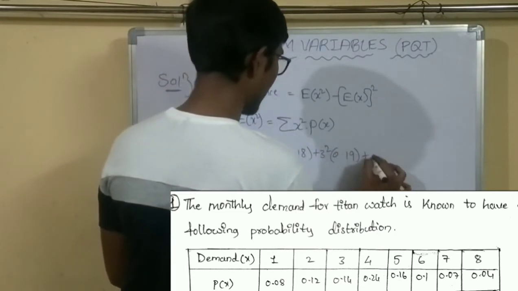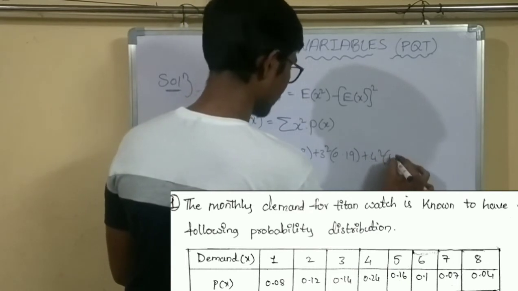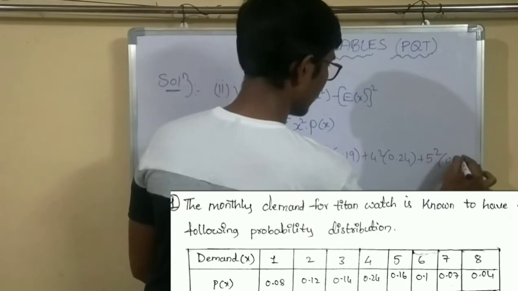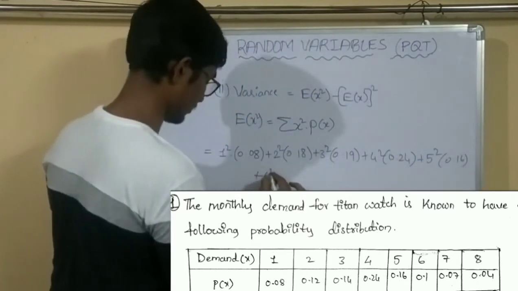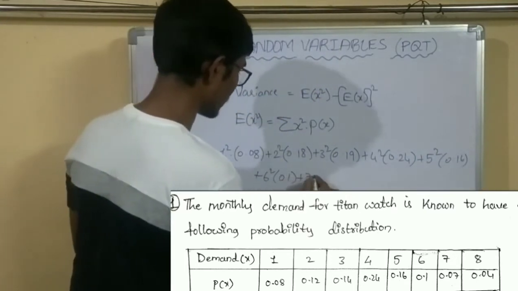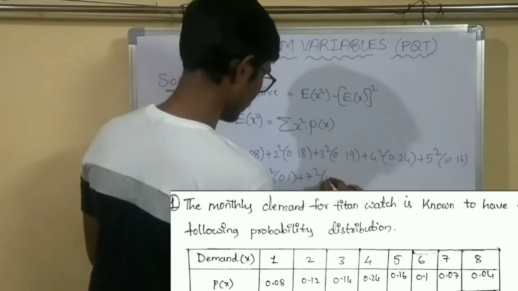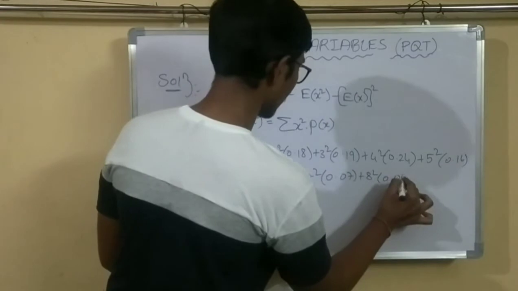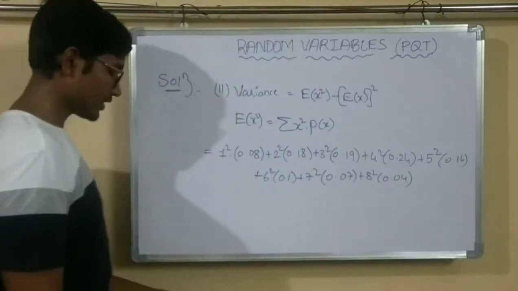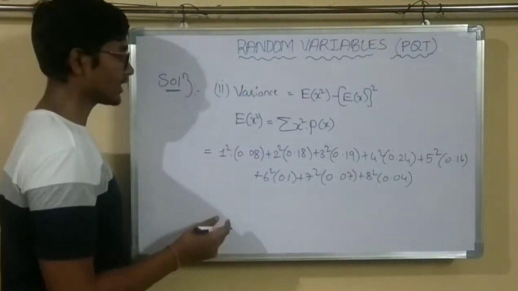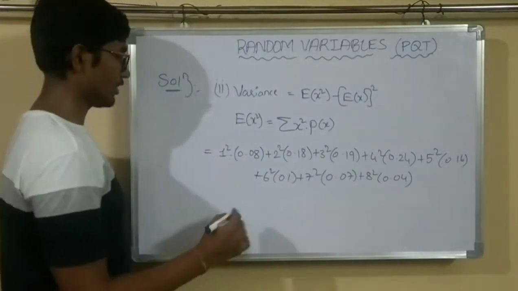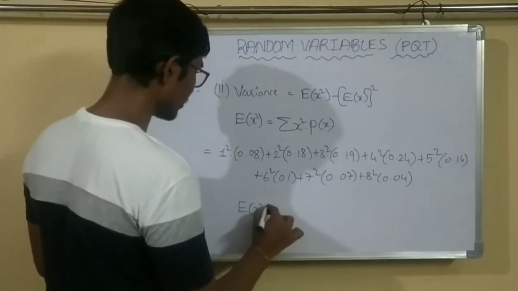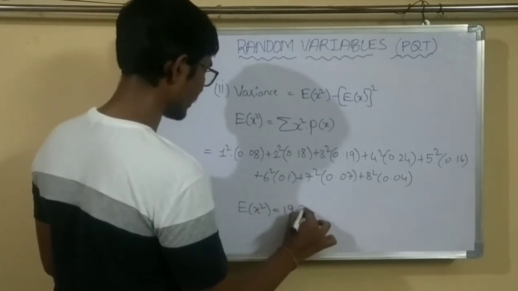And for x value 3, it is 3 square and p of x value is 0.19. I am writing the data as is from the question. For 7 square into 0.07, and for 8 it is 8 square into 0.04. That's it. I have calculated this data before, and I am writing the answer here directly. You can calculate in your calculator. So I got expectation of x square value as 19.7.